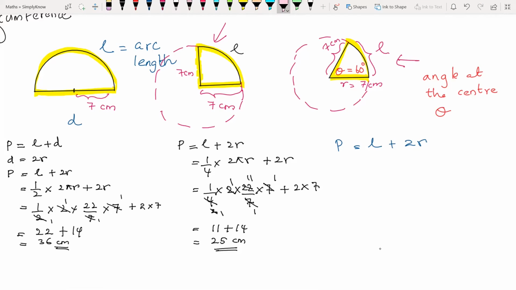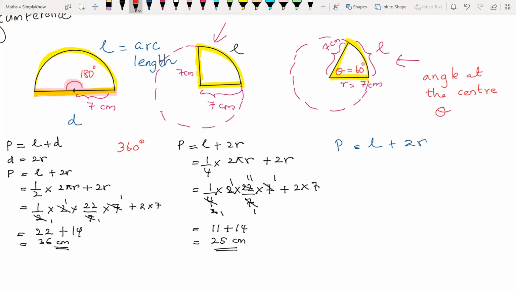Now, let's again consider this semicircle. What is the angle at the center of this semicircle? Now, this is a straight line. Therefore, this angle must be a straight angle. So, this angle should be 180 degrees. Therefore, the angle at the center of this semicircle is 180 degrees. Now, what is the total angle at the center of a circle? It's 360 degrees, right? The full circle.